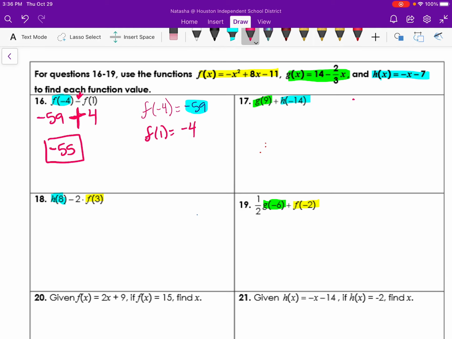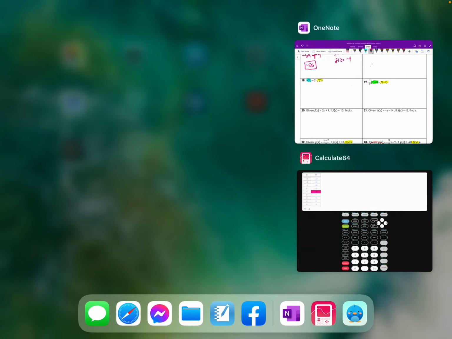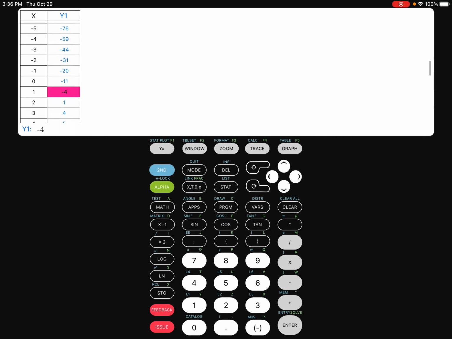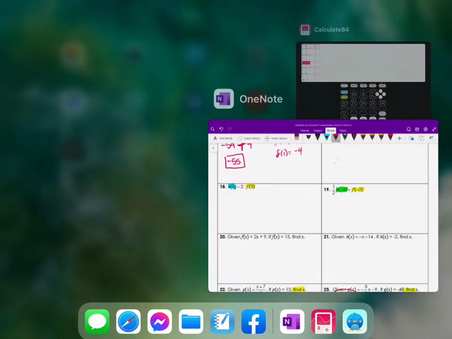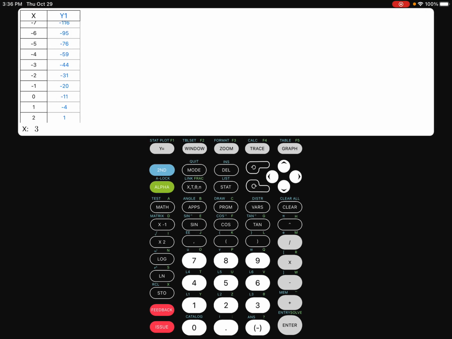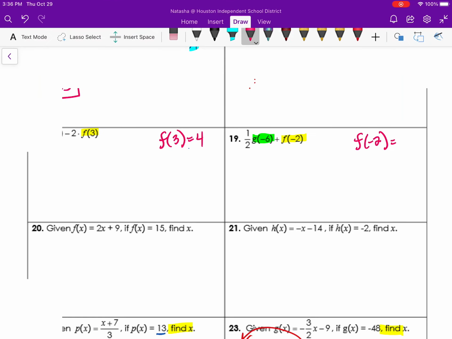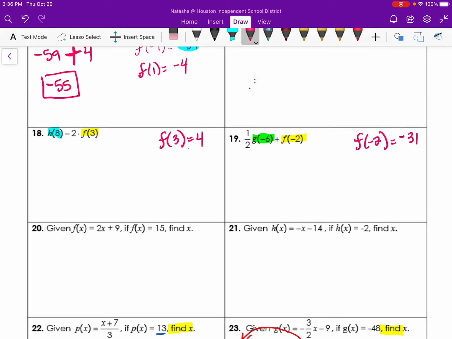Okay? Now I'm going to go through and find all of the other f's. So we've got f of 3, so I'm going to go back and find f of 3. When x is 3, that's going to give me a y value of 4. So f of 3 is going to be equal to 4. Then I have f of negative 2. Let me go here to negative 2. Negative 2 is going to give me negative 31.